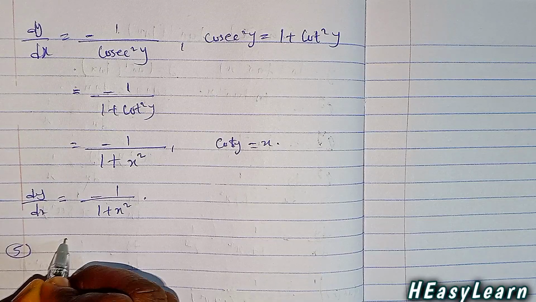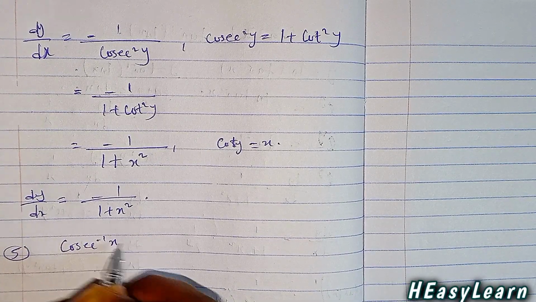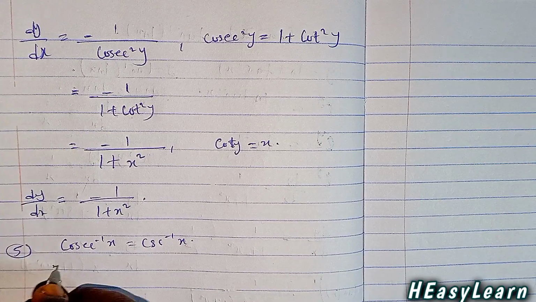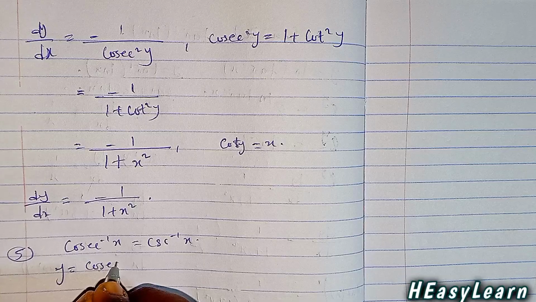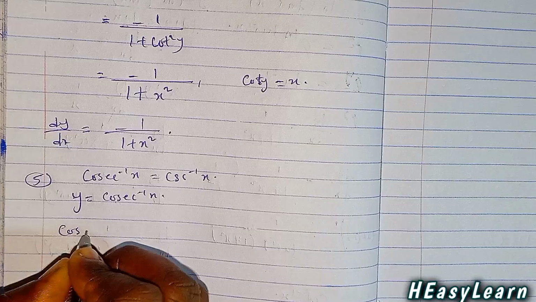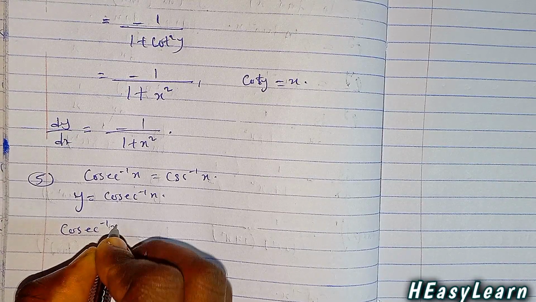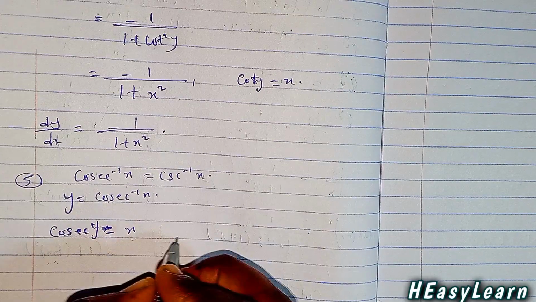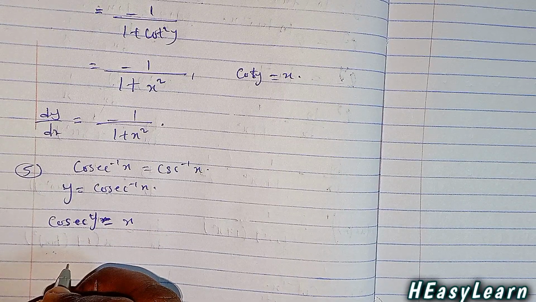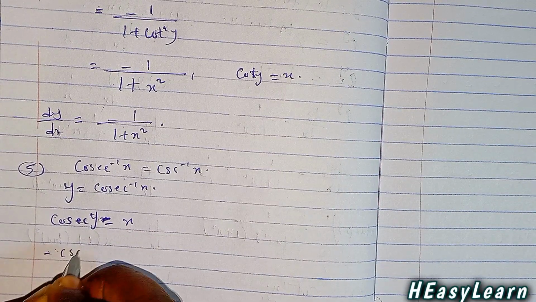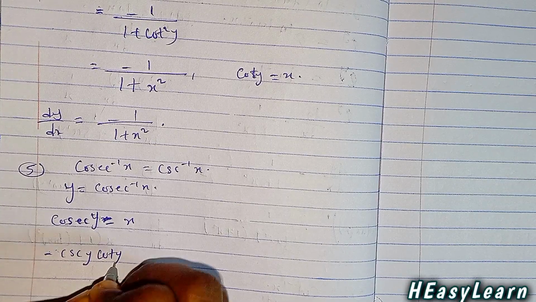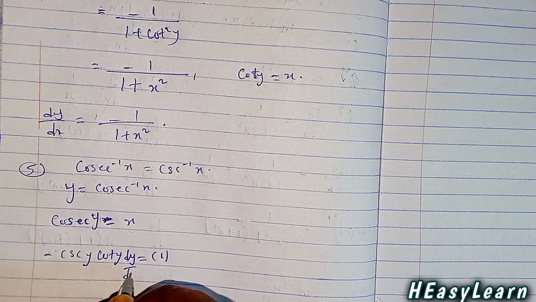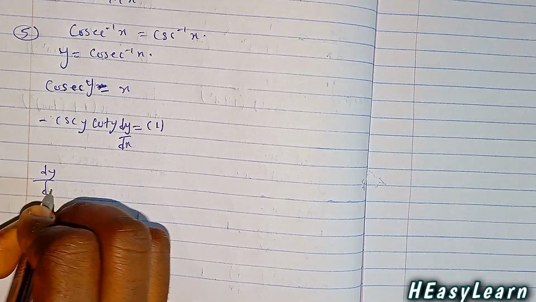What is going to be the derivative of cosec inverse of x? This is the same thing as CSC inverse of x. Let y equal cosec inverse of x. Multiply both sides by cosec y equals x. What is the derivative of cosec y? The derivative of cosec y is minus cosec y cot y, equal to the derivative of x, which is 1. dy/dx, make dy/dx the subject.